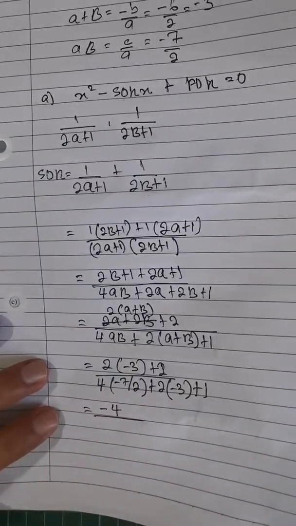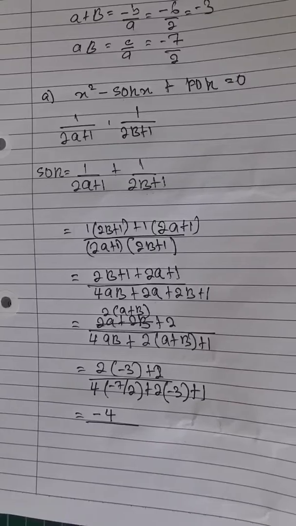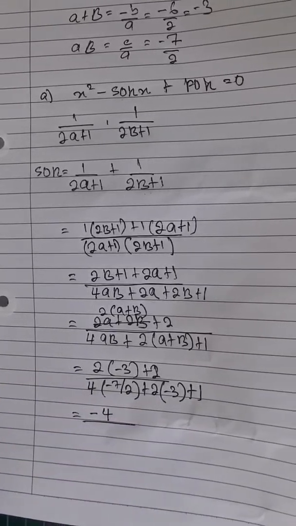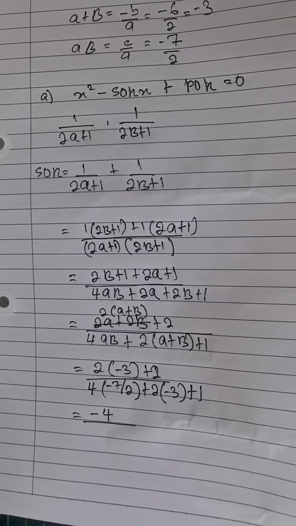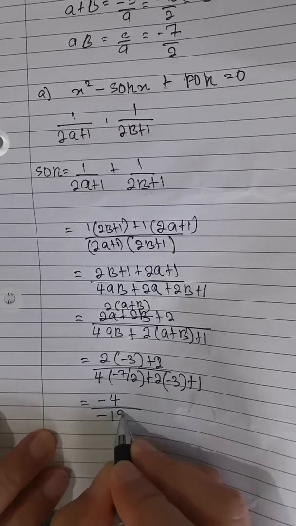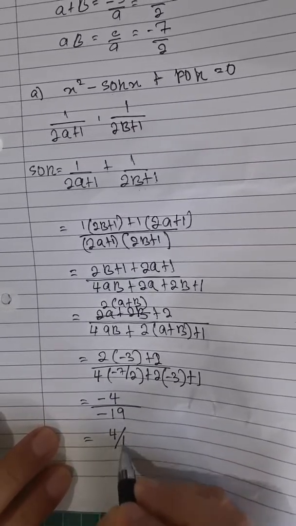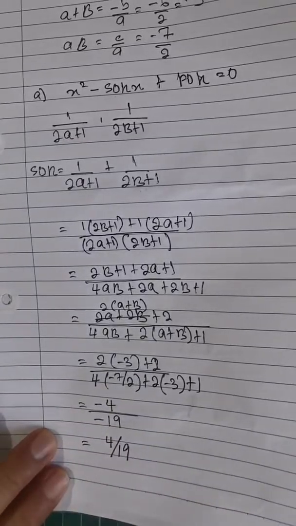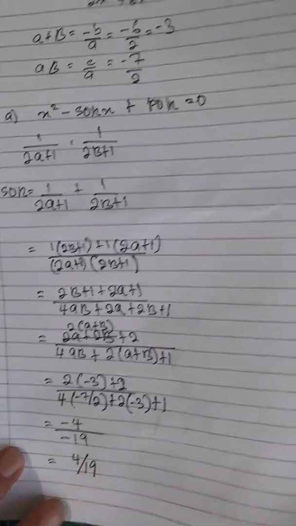But below here is a little bit complicated, so I prefer to use a calculator. So 4 times negative 7 over 2. Then I multiply here, you get negative 6. Then plus 1, so I get negative 19. Negative 19. So the answer will be 4 over 19, because negative divided by negative. That is the value for our SOR.